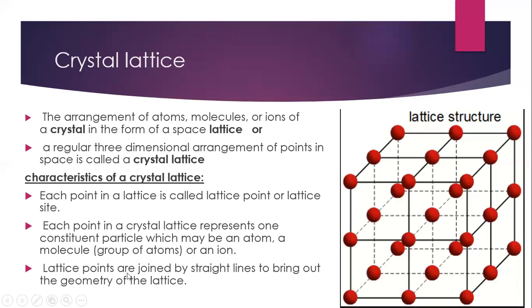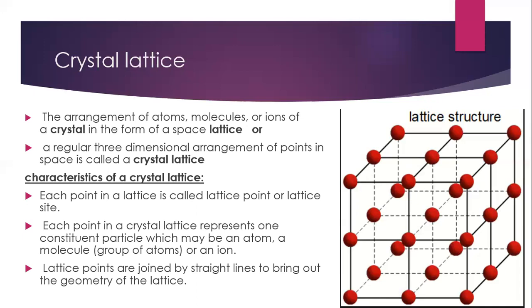The lattice points are joined by a straight line to bring out the geometry of the lattice. So here the black line, yes. So they are joined by a straight line to give a systematic geometry to the crystal lattice. So hope you understood what is meant by crystal lattice.